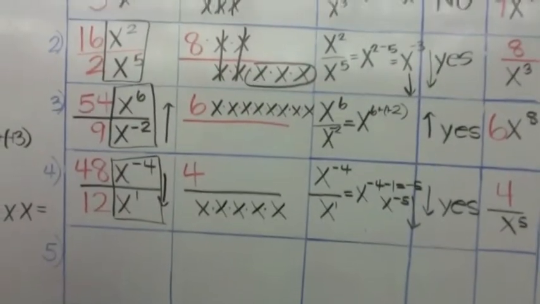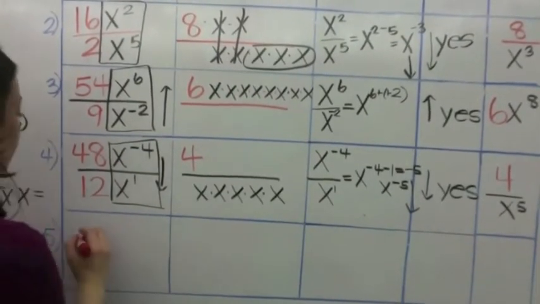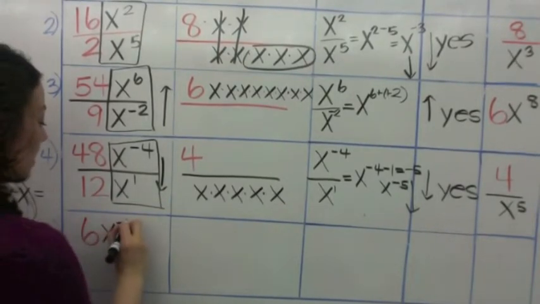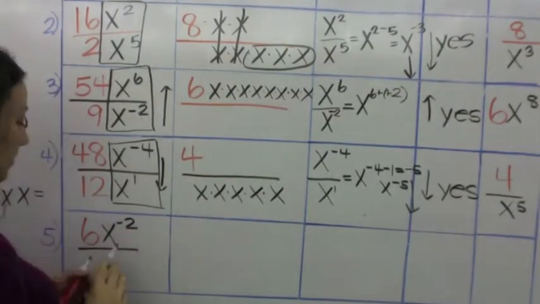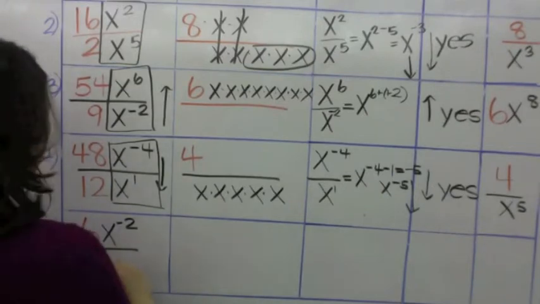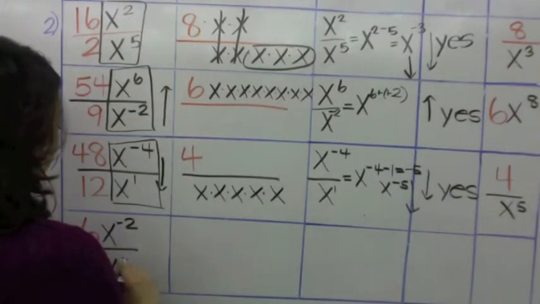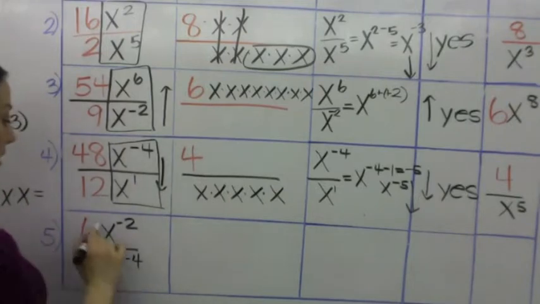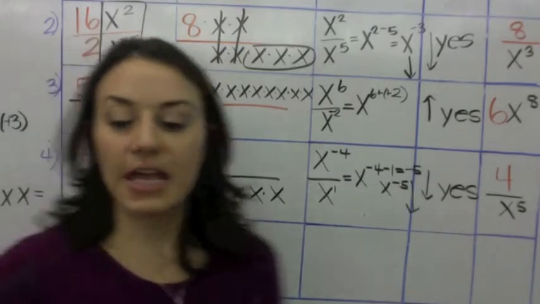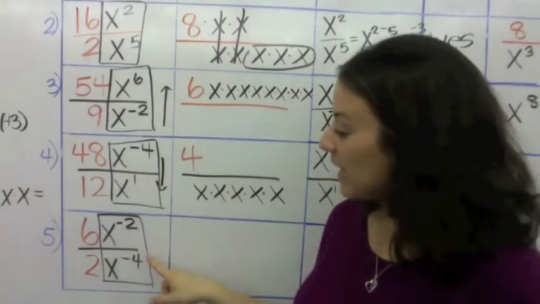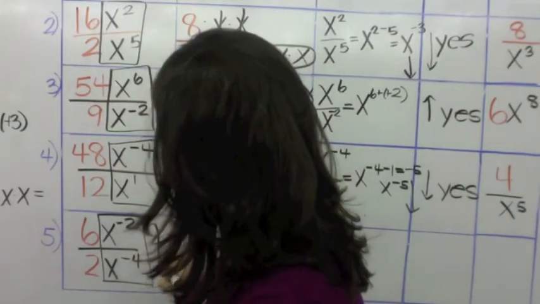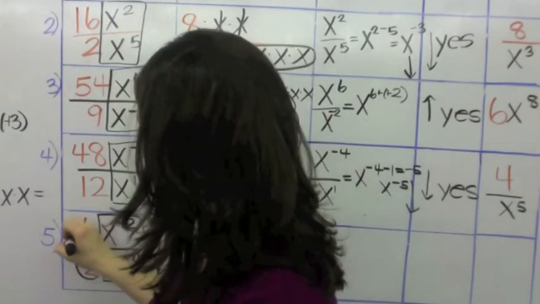All right, let's do one more example. The coefficients are 6. It's going to be 6 times x to the power of negative 2 divided by 2 x to the power of negative 4. Okay, I want you to take a look at the exponents really quick. Okay, do you have a negative exponent at the top? Yes. And a negative exponent at the bottom? Yes. So when this is negative and up, you bring it down. When this is negative and down, you're supposed to move it up, right?